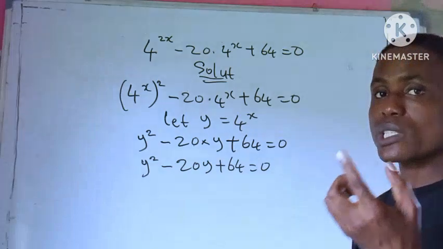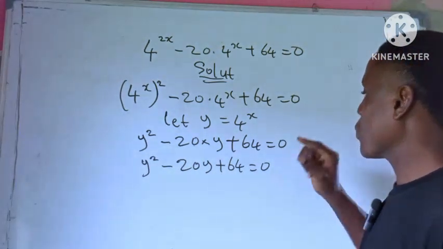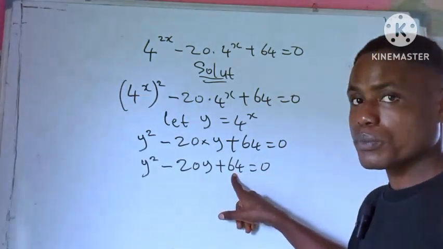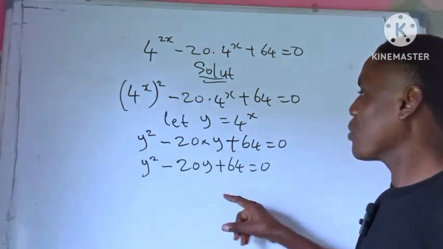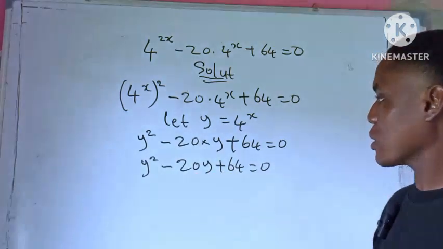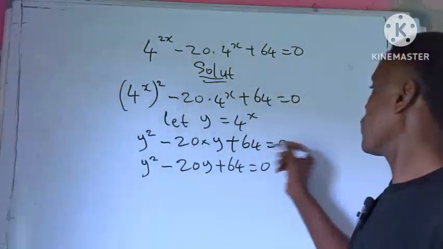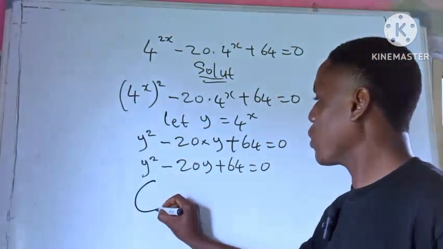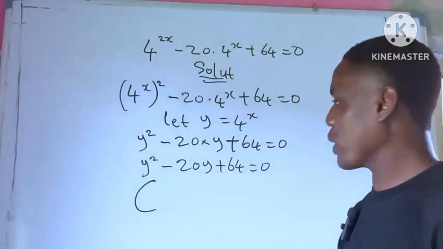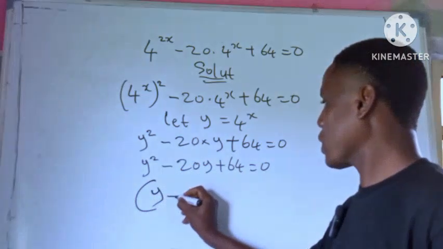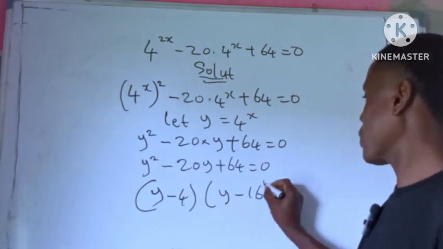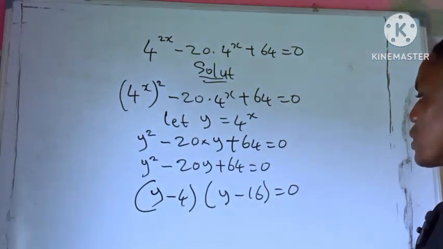Now, what you need to do is to think of two numbers such that when you multiply those two numbers, you will get 64. At the same time, if you add those two numbers, you will get minus 20. Are you getting it? And what are those two numbers? The two numbers are minus 4 and minus 16. Here we have y square, which means y times y. So we take y, then the first number is minus 4, the second one is minus 16.